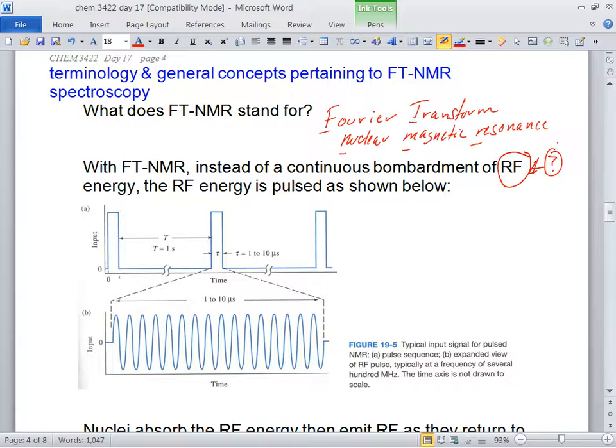RF. Big R, big F. That's just how they write it, but they're abbreviating. They're already getting lazy. What's the region of the electromagnetic spectrum? That's radio frequency. That's it. RF is radio frequency.